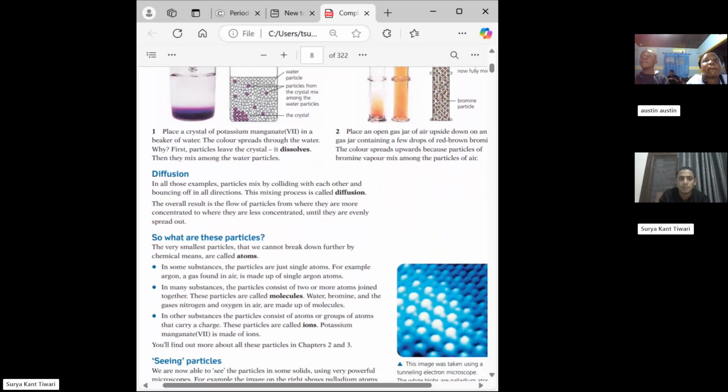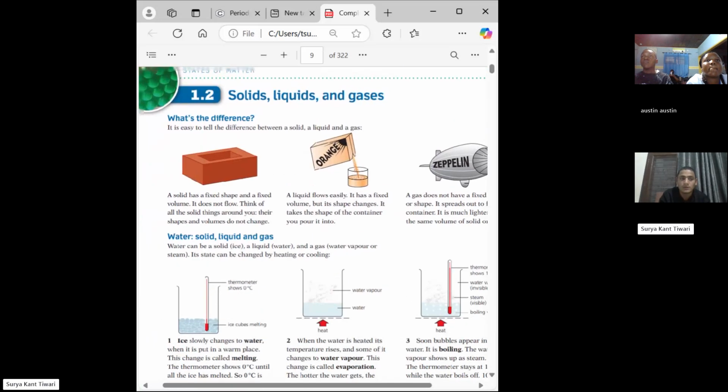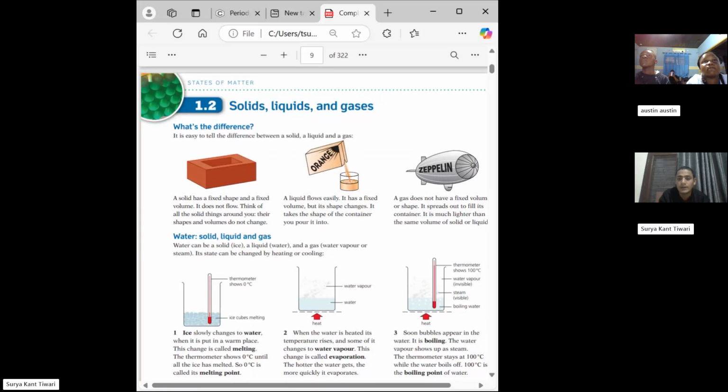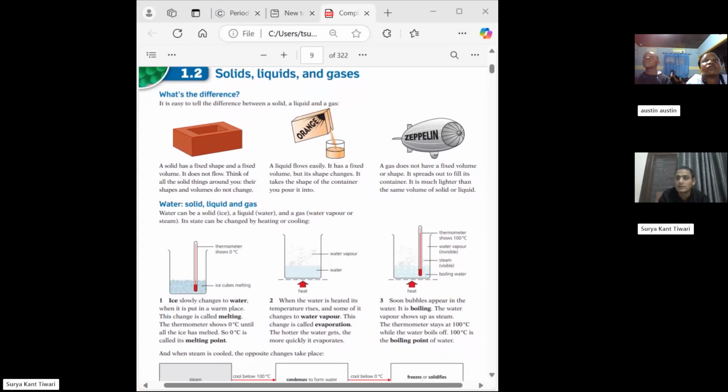And what are the small particles? They are atoms, molecules, sometimes ions. So here we come to solid, liquid, and gas. Can you tell me the difference between solid, liquid, and gas? Solid is not compressible. Liquid is compressible. Gas is more compressible as compared to liquid.